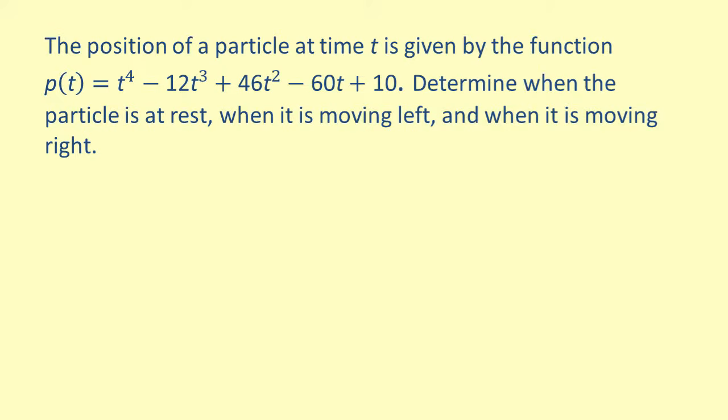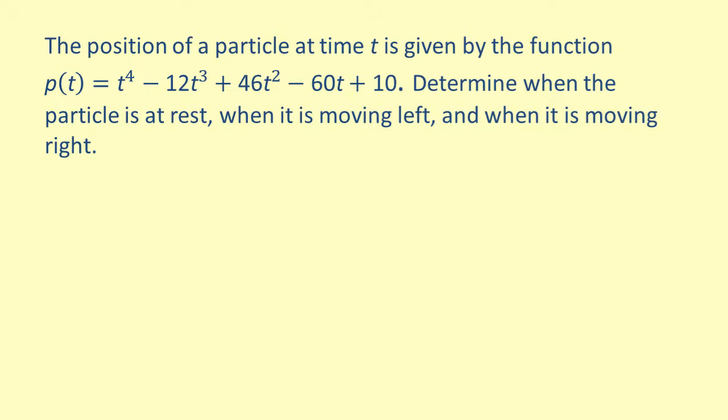Here we are given the equation that represents the position of a particle. We want to find when that particle is at rest, when it is moving to the left, and when it is moving to the right. Well, we can derive both the velocity and acceleration functions if we know a particle's position function.